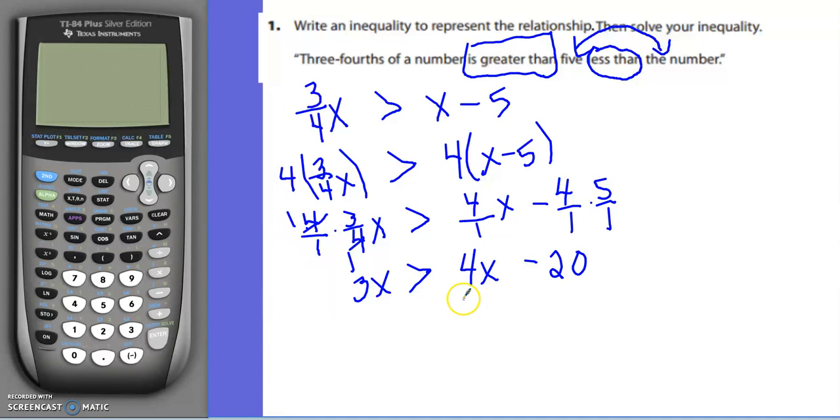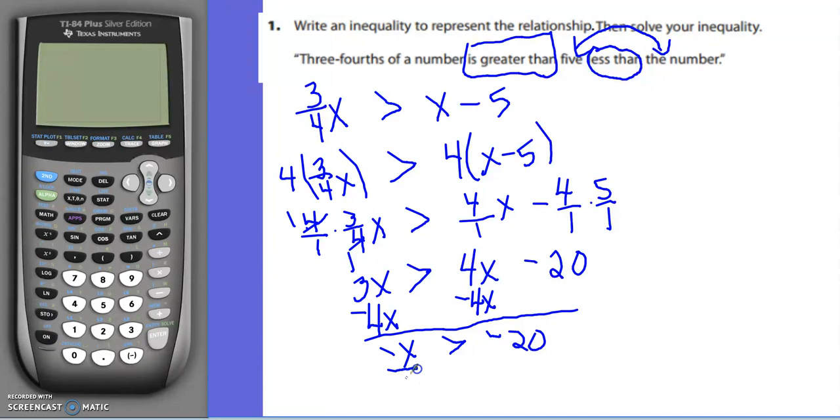All right, we're going to isolate the variable, so we're going to get rid of the 4x. That's going to leave us with negative x is greater than negative 20. However, you can't have a negative variable. So to get rid of the negative variable, you can either multiply both sides by negative 1 or divide both sides by negative 1. It's the same thing. So if we divide both sides by negative 1, this will become x. The inequality is going to flip, and we get x is less than 20.